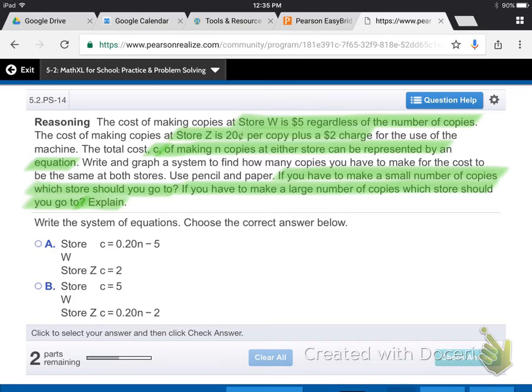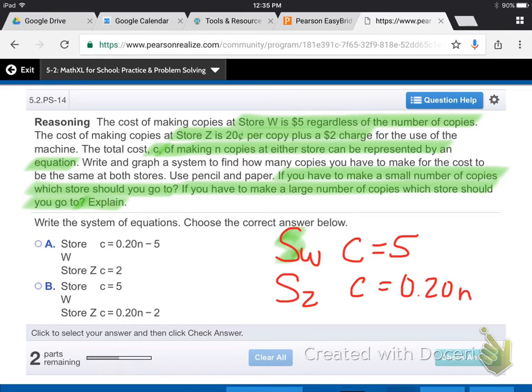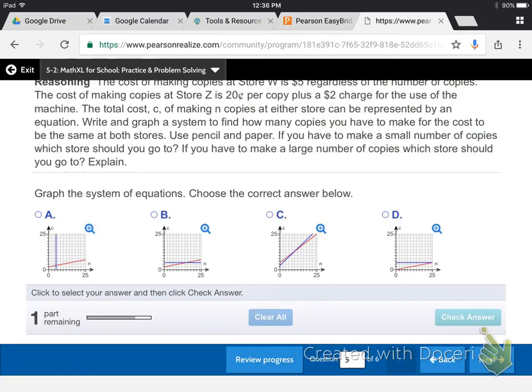So at store W, oops, I always do that. At store W, the cost is $5. At store Z, the cost is 20 cents per copy, and copies are n, so it's 0.20, that's 20 cents per copy, times n, plus $2 charge, plus 2. So just look for the answer that has those matching numbers for the right store, and you'll be in good shape. Now it asks us to graph the system of equations.